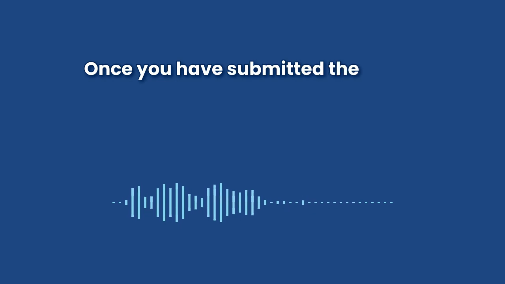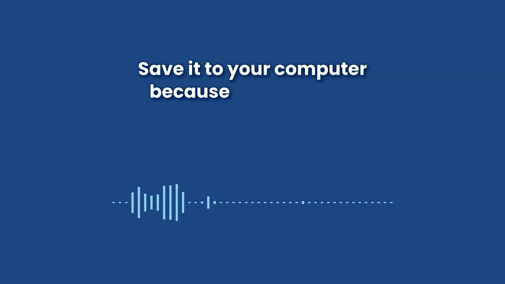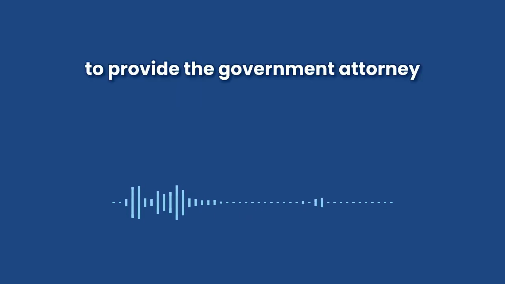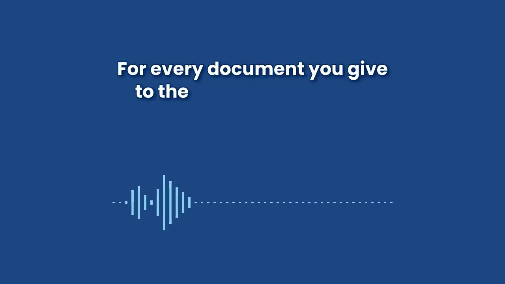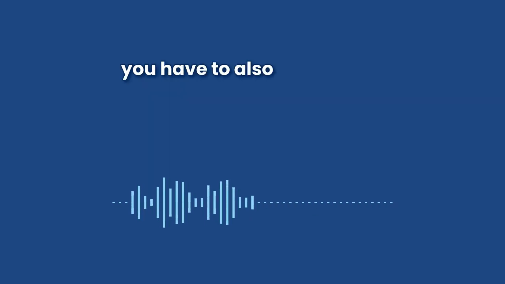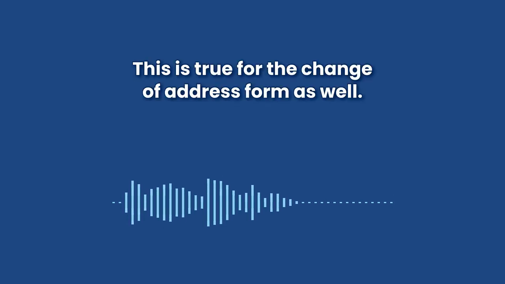Once you have submitted the online change of address form, you will see a confirmation screen. You can click Download to download a copy of your completed form. Save it to your computer because you will need to provide the government attorney with a copy. For every document you give to the immigration court, you have to also give a copy to the government attorneys. This is true for the change of address form as well.